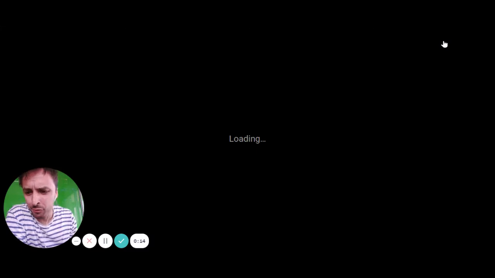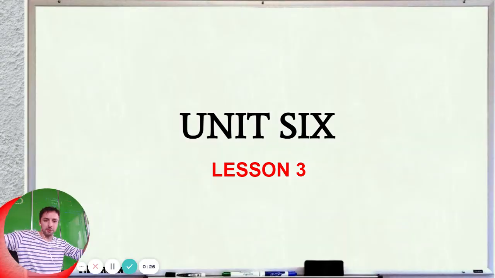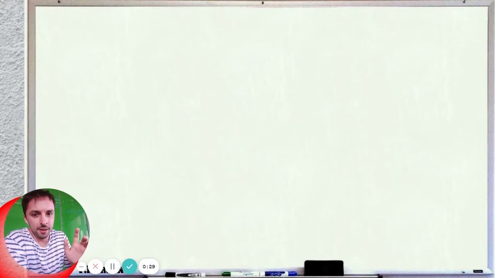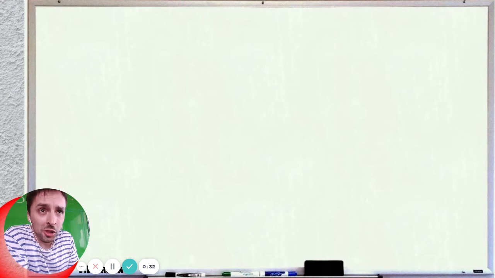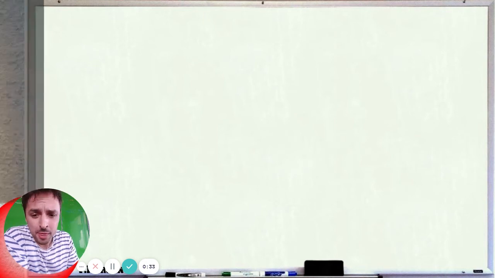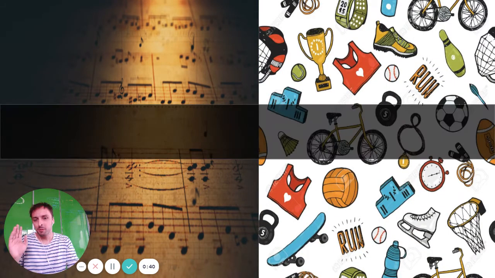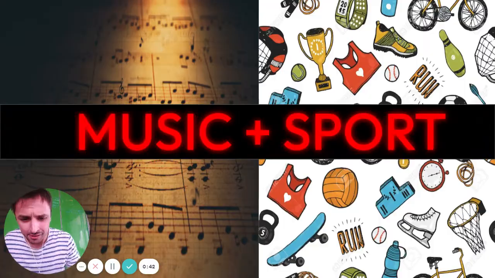Okay, let's get started. Let's go full screen. Okay, it's taking a wee bit of time. Here we go. Okay, we're in. Unit 6, lesson number 3. What is Unit 6 all about? It's all about music and sport.